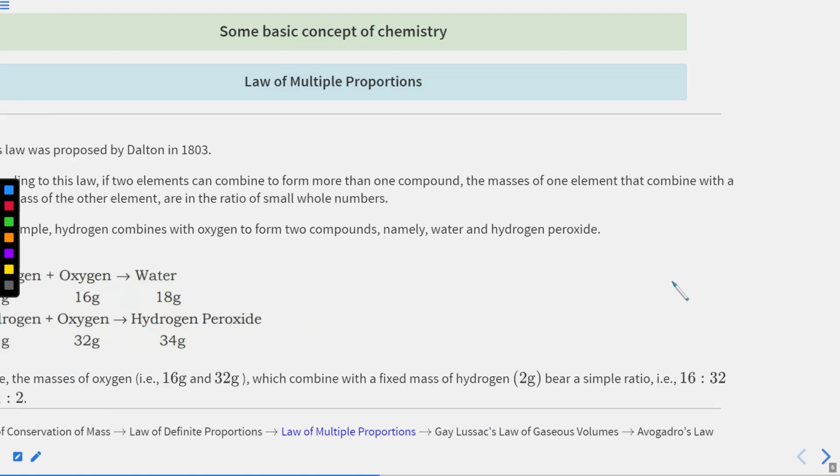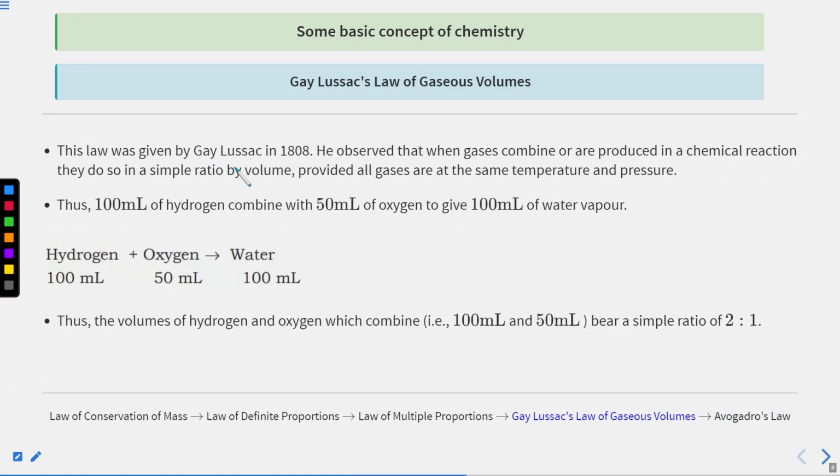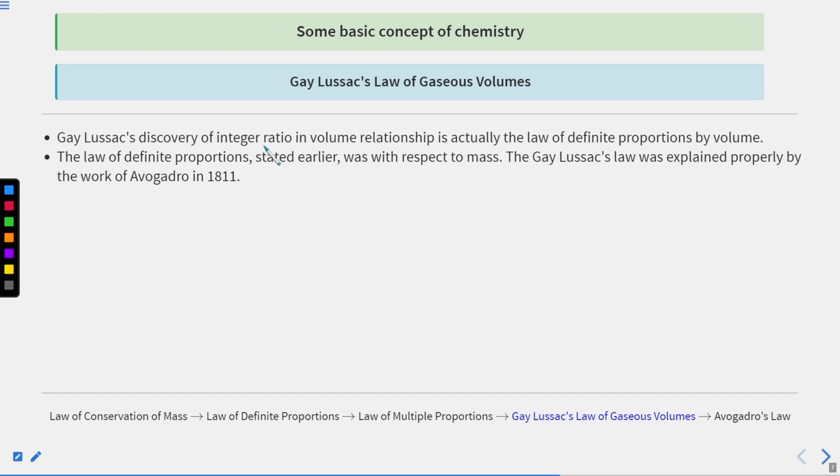Next is this, that is the statement. So Gay-Lussac's law of discovery of integer ratio in volume relationship is actually the law of definite proportion by volume. So this is nothing but the law of definite proportion by volume.